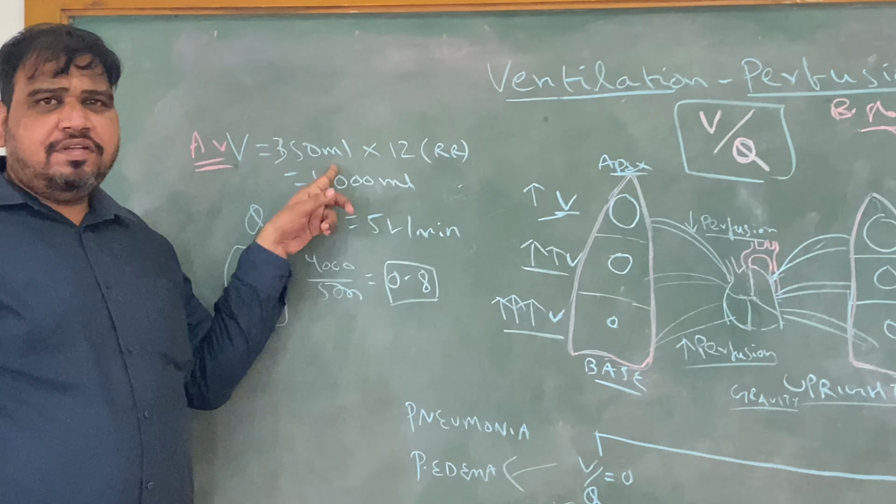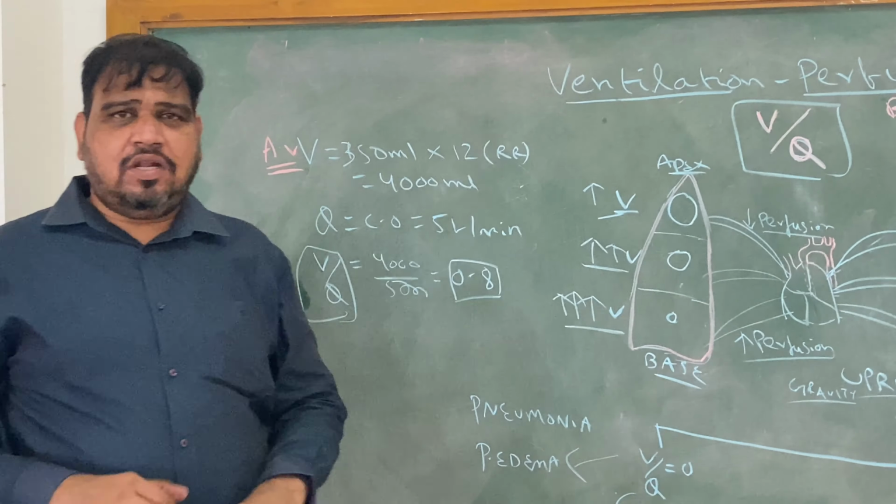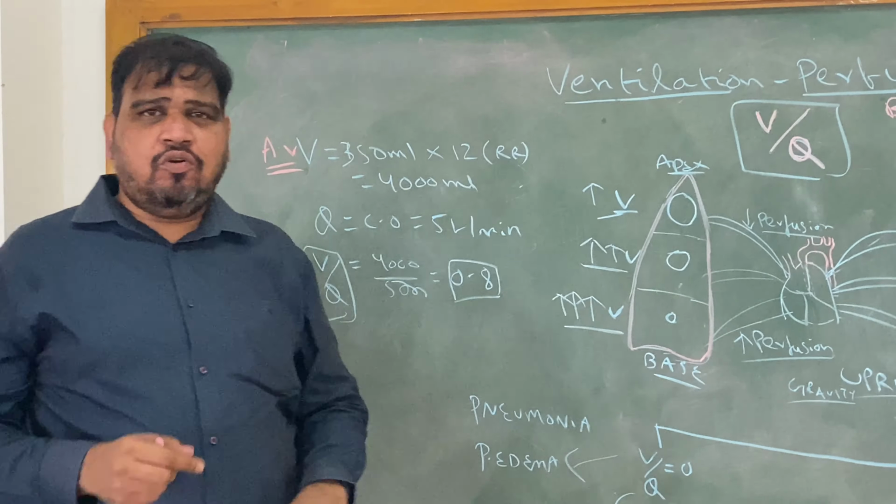So why do I have 350 ml? The normal inspiration and expiration, how much I inhale or exhale, is called the tidal volume, which is 500 ml. But the alveoli are going to take only 350 ml of that. The other 150 ml of the air stays in the upper respiratory tract, which is not involved in gaseous exchange. That is called dead space. So we don't calculate that 150 ml.